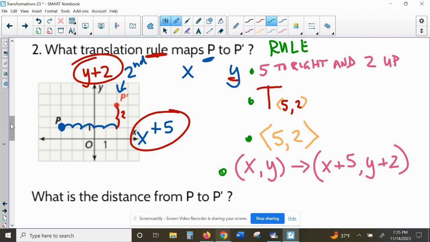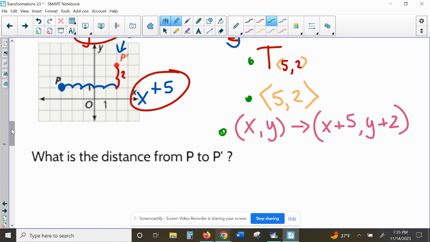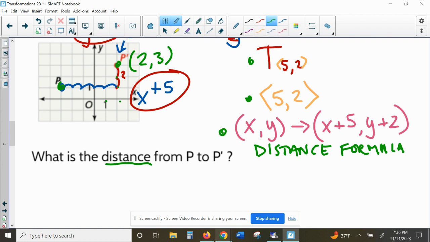The next question says, what is the distance from P to P prime? So what do we do for distance? How do we find distance? We need the distance formula. Yep, it never goes away. Distance formula. The distance formula, okay, so that means I need the ordered pairs for these 2 points. So this point is at 1, 2, 1, 2, 3. So 2, 3. I need this point, which is 1, 2, 3 backwards and 1 up. So that's -3, 1.